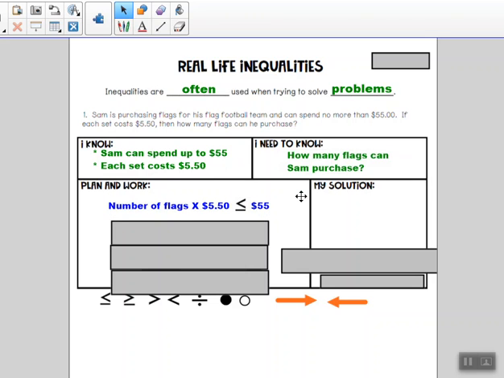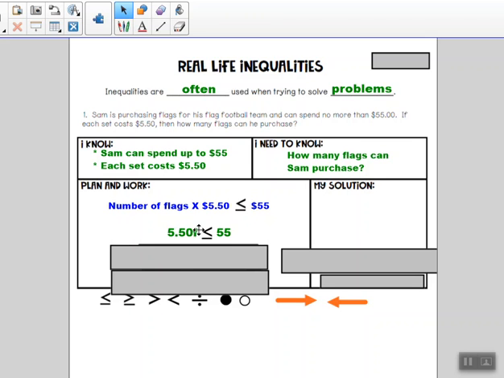So here's what we know. We know that the number of flags he's going to buy times 5.50, we want that value to be less than or equal to $55. Because again, we can spend up to 55 bucks. So this math problem could equal 55 or less. It just can't be more than $55. So if I show that with an inequality, that would just be like this.